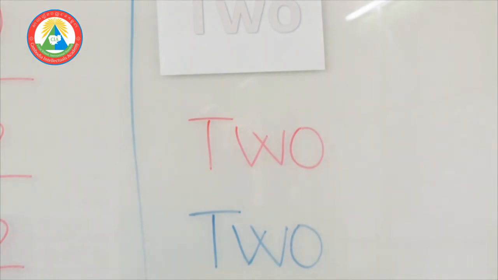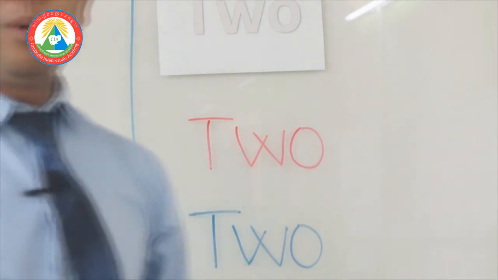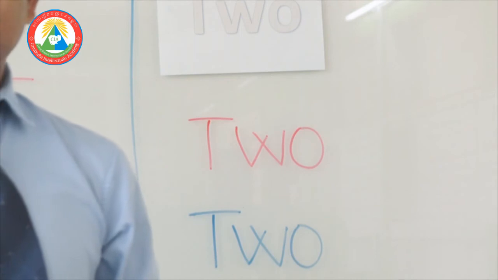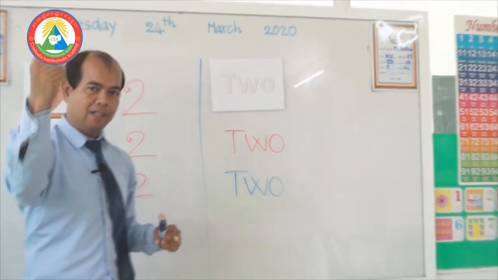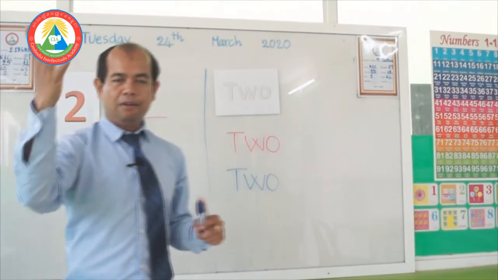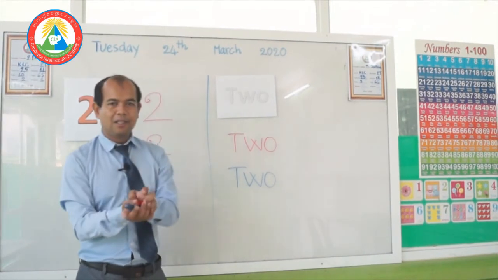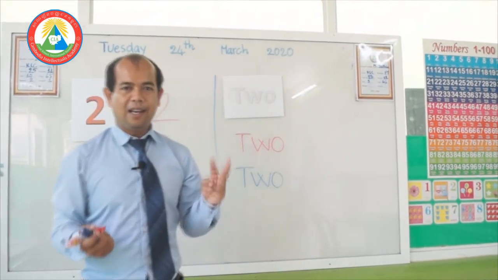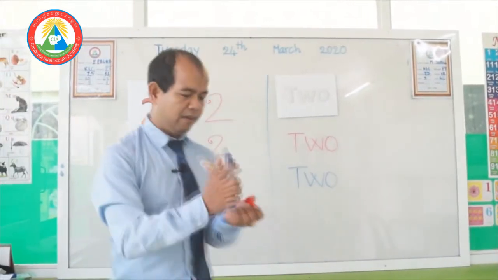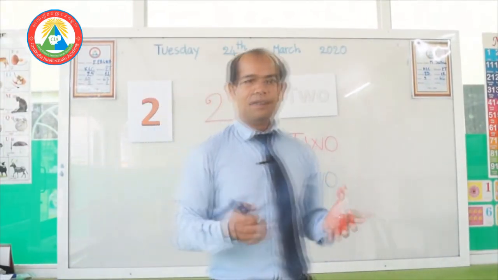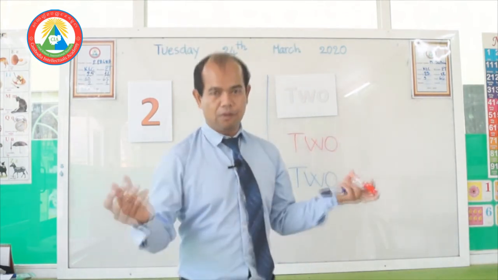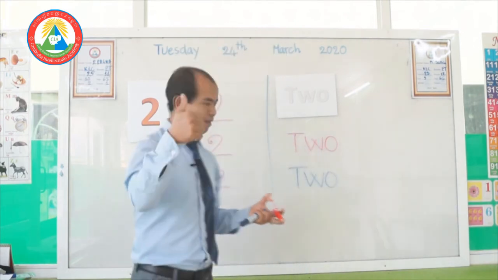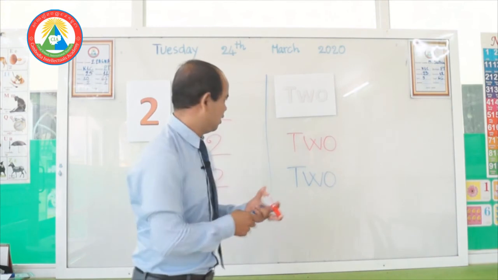So now I give you 10 seconds to practice writing number 2 in word. I count from 1 to 10. 1, 2, 3, 4, 5, 6, 7, 8, 9, 10. Very good. Can you raise your slate or paper to show me? Yes, very good. All of you have written the number 2 in word correctly. Very good.